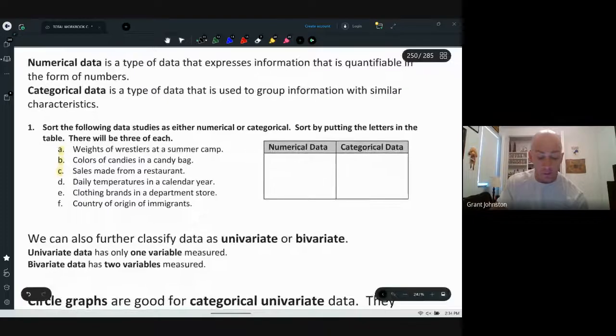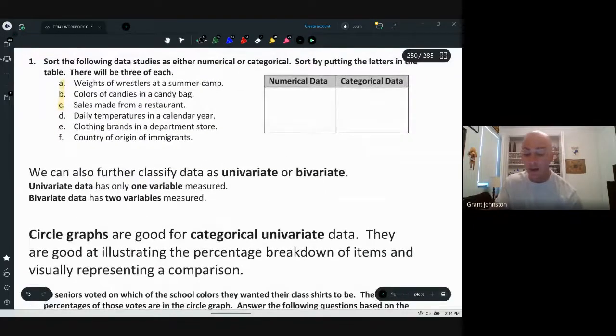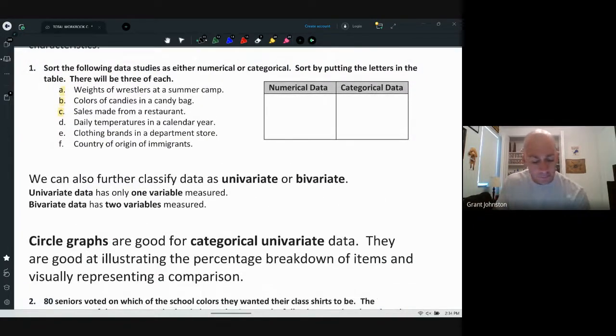So just to review, because we did this a little bit in the last unit, sort by putting the letters in the table. So weights of wrestlers at a summer camp, that is numerical. Talking about weights, that's in numbers. But colors, that's categorical, right? For B, colors, those are categories. Green, blue, red. Sales, that's numbers, right? We're going to look at that, and I'll let you do the rest on there.